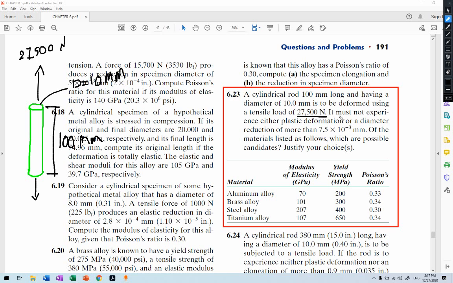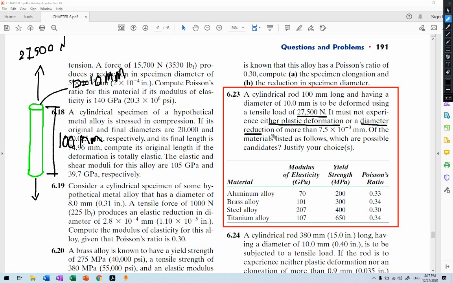Well, it says that it must not experience either plastic deformation or a diameter reduction of more than 7.5 10 to the power minus 3 millimeter. So this specimen under 27,500 Newton tension, with a diameter 10 millimeter and length 100 millimeter, shall not experience plastic deformation. So it must be within the elastic region. So we say that it must not experience plastic deformation, that's one. At the same time, the diameter reduction.